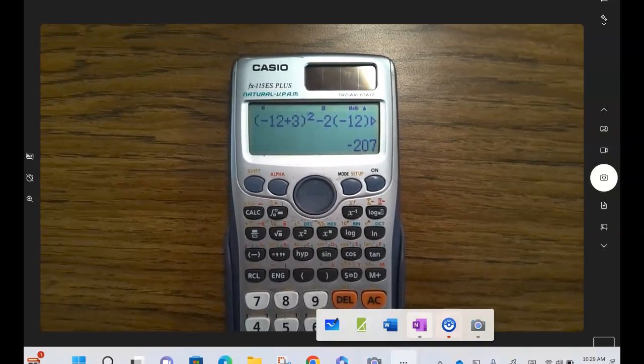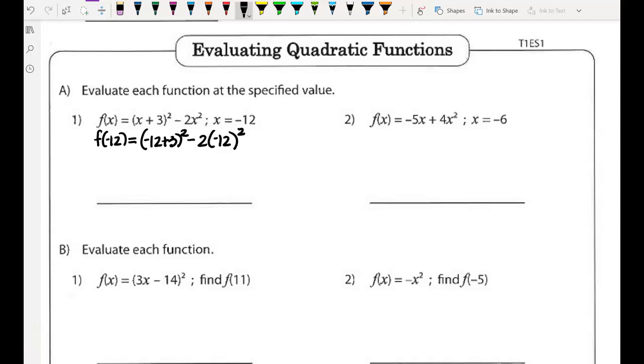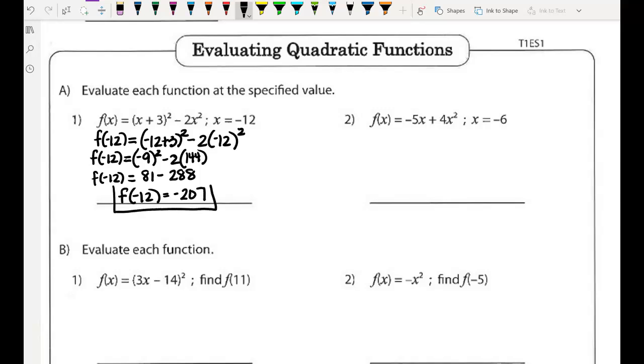And where that comes from, okay, if we go back here and look at the math individually, f of negative 12 equals, well, negative 12 plus 3 is negative 9 squared, minus 2 times negative 12 squared, which is 144. So f of negative 12 equals 81 minus 288 to give us that f of negative 12 equals negative 207.